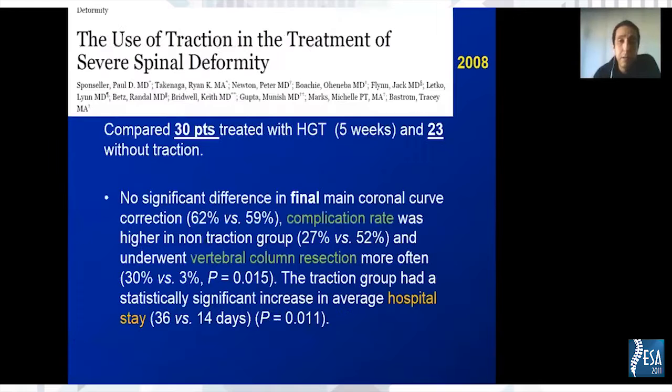Later, there've been more studies looking into this, and this study compared 30 patients who did halogravity traction with 23 patients who did not. And what's important here is that they found that the need for vertebral column resection was higher in the non-traction group, and also the associated complication rates were higher. So they concluded that traction can help reduce the need for complex osteotomies in those patients and reduce complication rates. Obviously, the hospital stay was longer in the traction group.